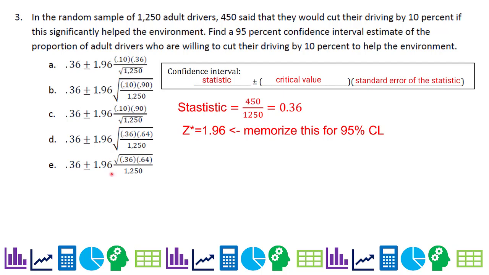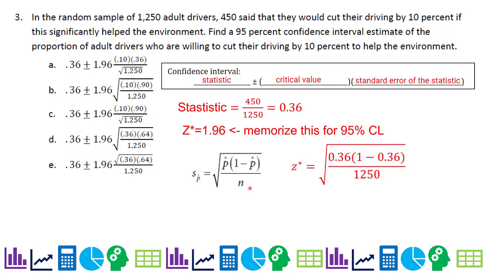And these all have 1.96. So we haven't really eliminated any possibilities. You can see it is different on the standard error calculation. And basically for standard error, you take your sample value, p hat, which in this case is 0.36, and you substitute it in and you put in your sample size, and that happens to match D. D is the correct answer.